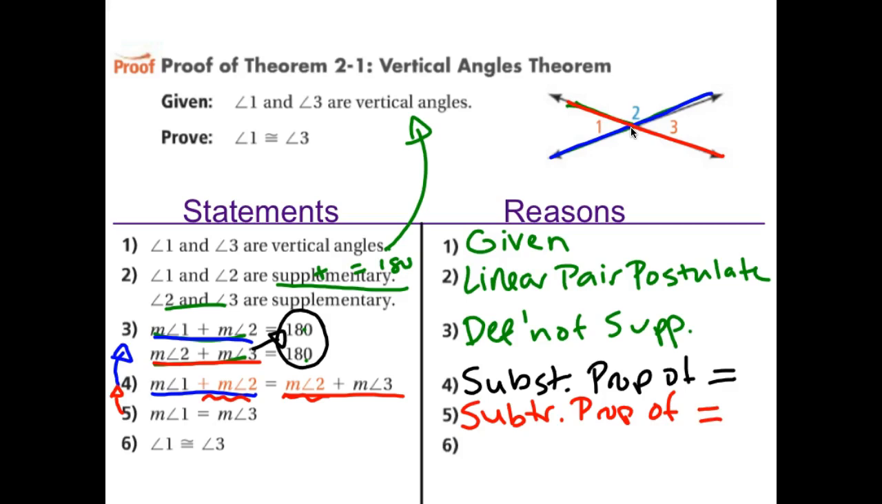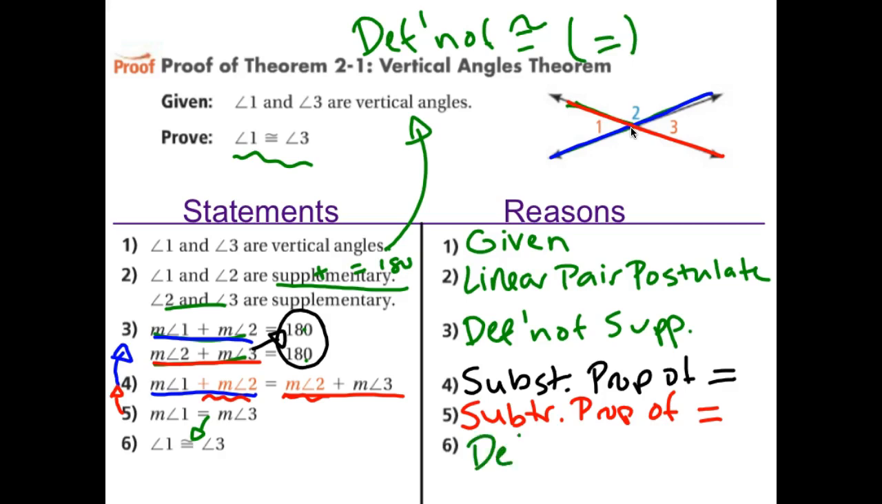But a lot of times kids want to stop at this step 5. Well, they'll say, oh, 1 is equal to 3. But actually what we want to get to is that 1 and 3 are congruent. So we go from an equal sign to a congruent symbol. This goes back to when we introduced congruence at the beginning, the definition of congruence. Definition of congruence is being equal. So if you can say two things are equal, you can say they're congruent.